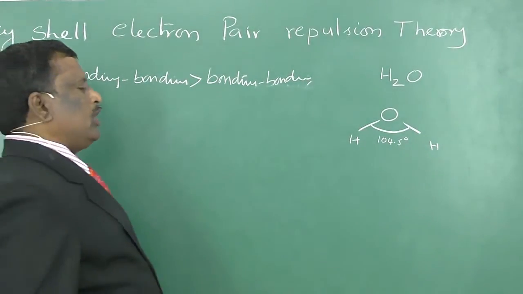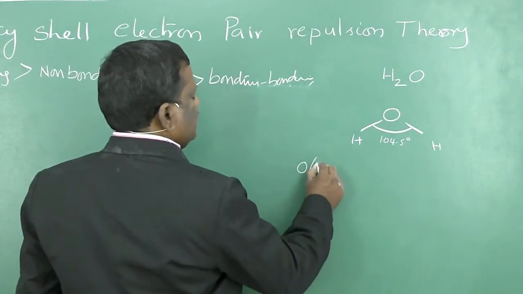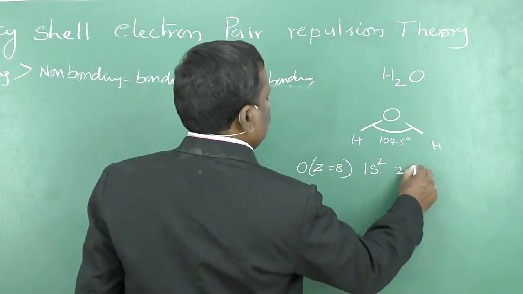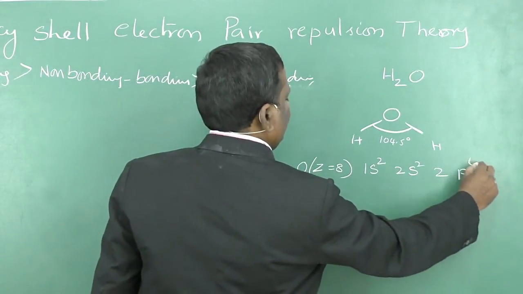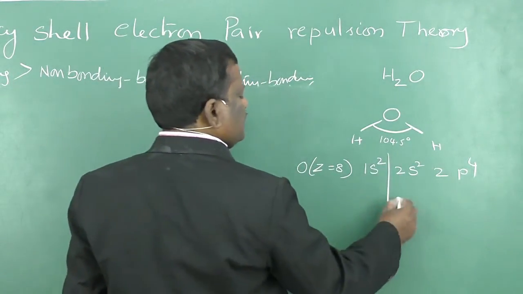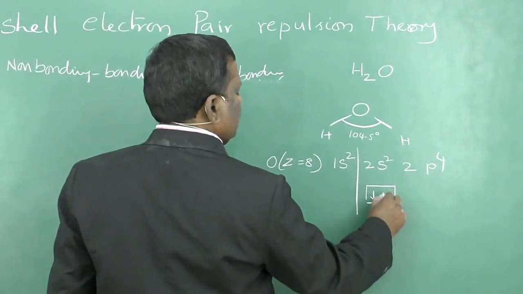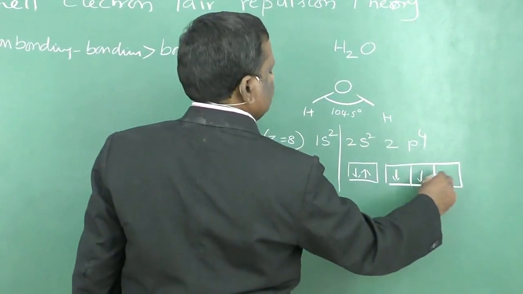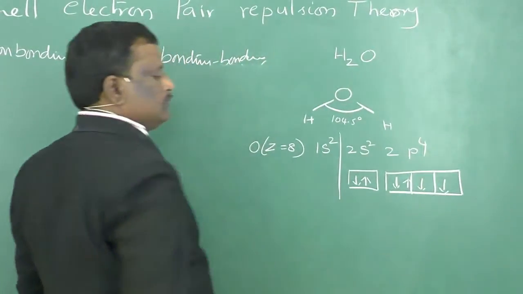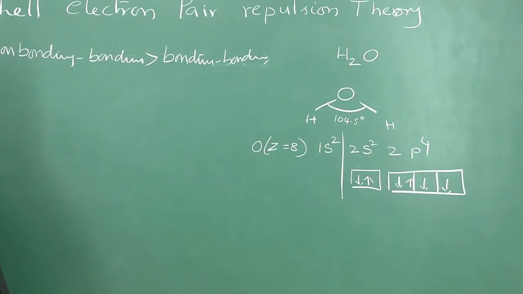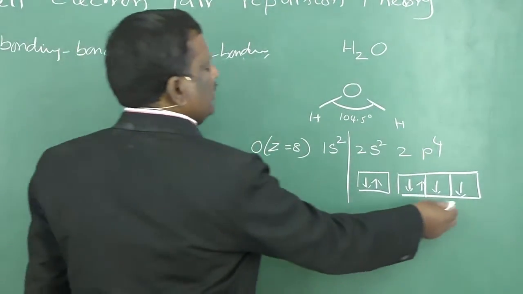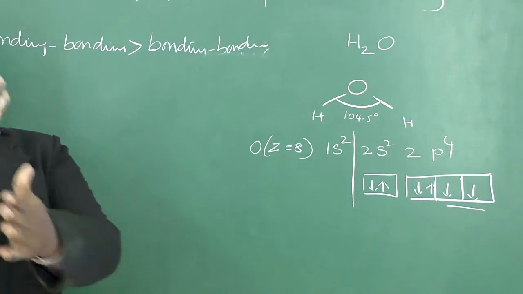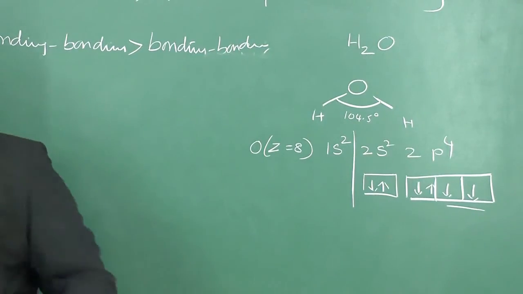If we observe the electronic configuration of oxygen, its atomic number is 8. So its electronic configuration is 1s2, 2s2, 2p4. So in the valence shell of oxygen, we have 2 electrons in the 2s orbital and 4 electrons in the 2p orbitals. That means 2 half-filled p orbitals are there. We know that these 2 p orbitals are perpendicular to each other, at 90 degrees.